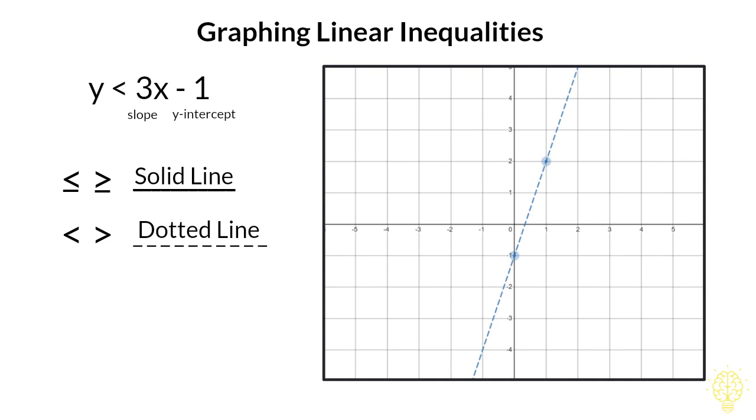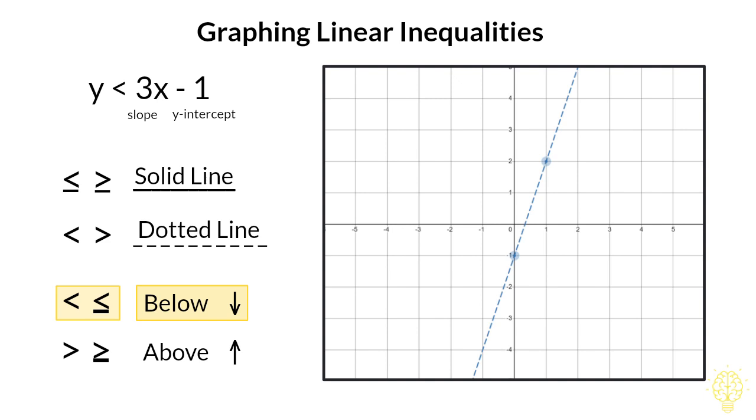All right, the last step is the shading. We either shade above the line or below the line. Anytime the inequality has a less than or equal to symbol, you shade below the line. Anytime the inequality has a greater than or equal to symbol, you shade above the line. But it can be confusing to know which way is above the line and which way is below the line.